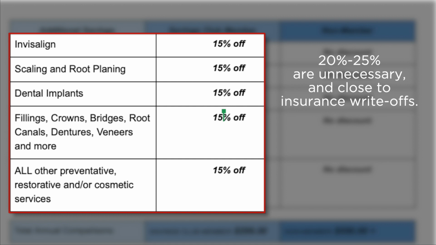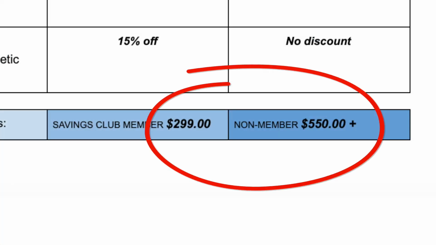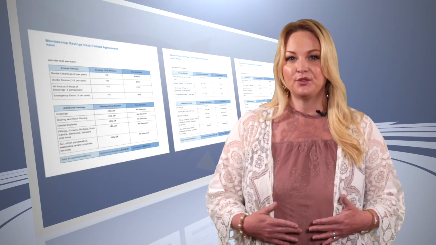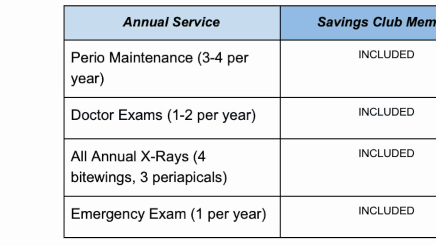At this point, you are getting near what you are writing off for insurance, and you're already giving a large discount for the preventive basics. Make sure patients see how much they're saving. Let's move on to adult perio patients. The numbers look a little different here because their visits are more frequent. Our plan covers 3 to 4 perio maintenance visits a year, 2 exams, the x-rays, and an emergency visit.